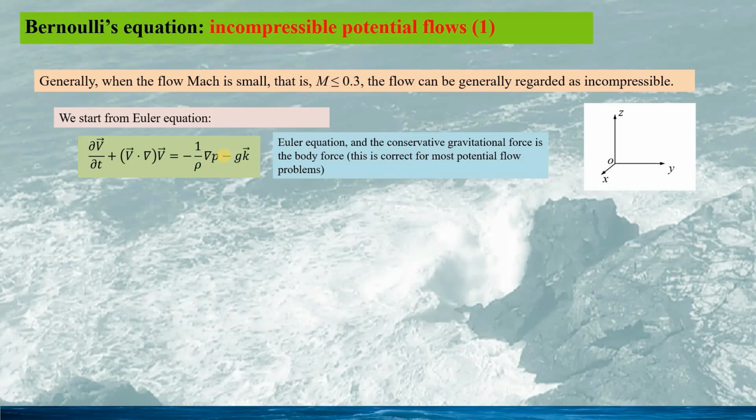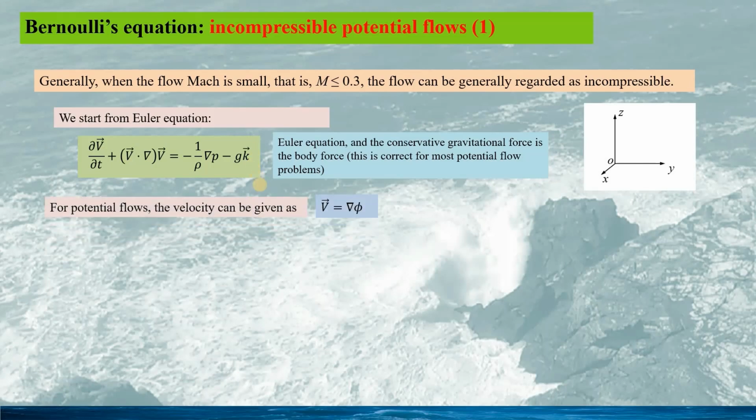However, we will see there will be some difference between the conventional Bernoulli's equation and the Bernoulli's equation for the potential flows. The Euler equation is given as this. Here, we can see the body force is the fluid gravitational force, as we see for most potential flow problems. And we will see the gravitational force is a conservative force.